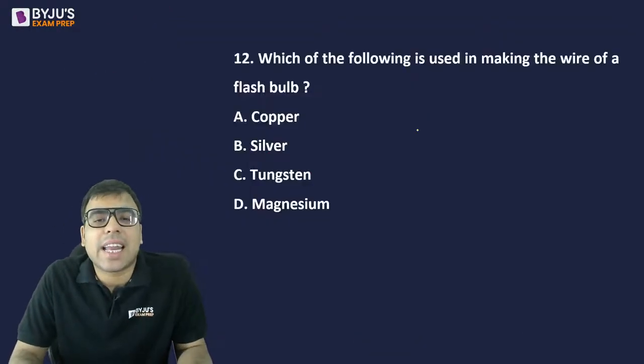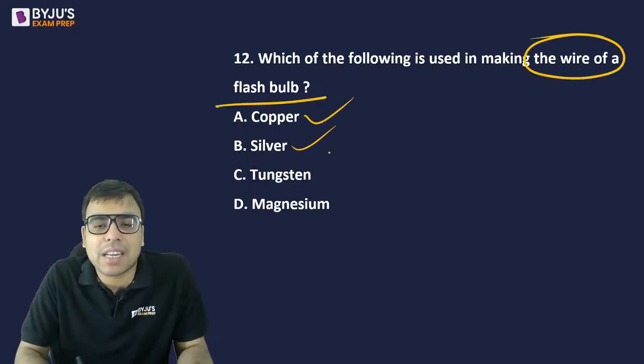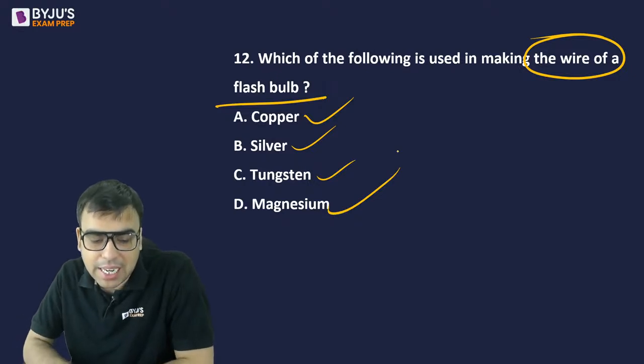Okay. The next one is, which of the following is used in making the wire of a flash bulb? Copper, silver, tungsten, magnesium. What is the right answer?